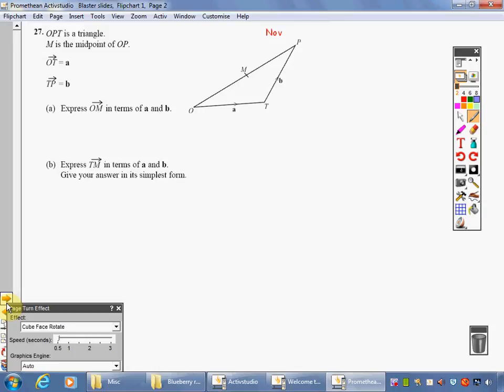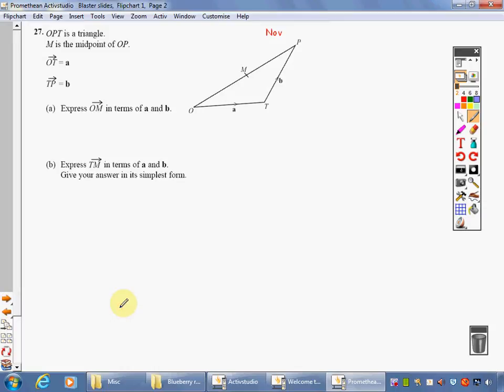Okay, welcome back. Let's read the question. OPT is a triangle. M is the midpoint of OP. That's important. M is the midpoint of OP. So I know that's half the distance, and that also is half the distance of O to P.